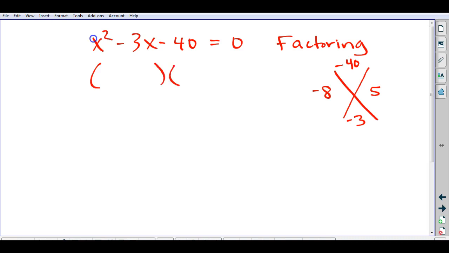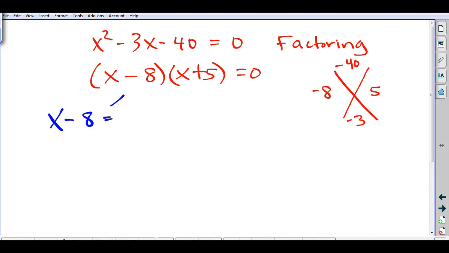So we're going to draw our parentheses. We're going to break up our x's. And it's -8 and +5. And remember, from here, you set each one of those equal to 0 and solve. So it's going to be x minus 8 equals 0. And then x plus 5 equals 0.